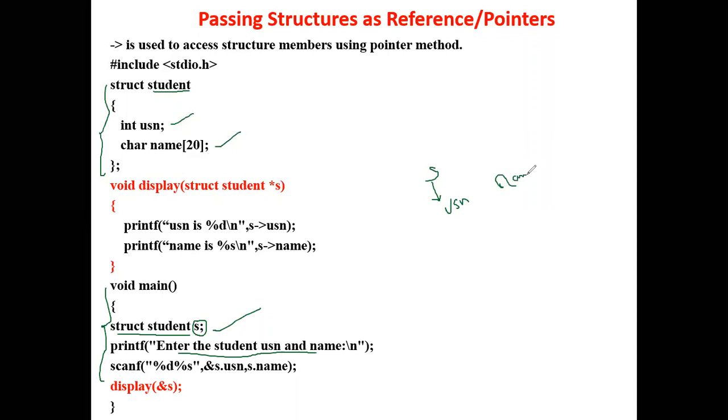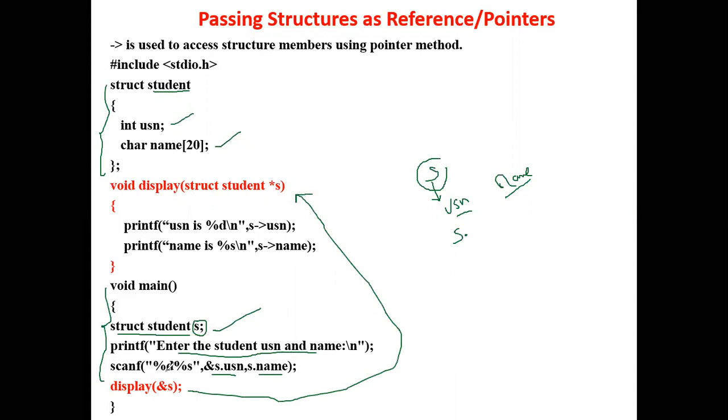Now we have already studied how to access these members using a structure variable, using the dot operator. Using the dot operator we will be accessing the USN and the name using the structure variable. For example, in scanf we are taking the input for the USN and the name, ys.USN and ys.name. There is no ampersand because it is a string. Now we are calling the display function. The definition of the display function is here.